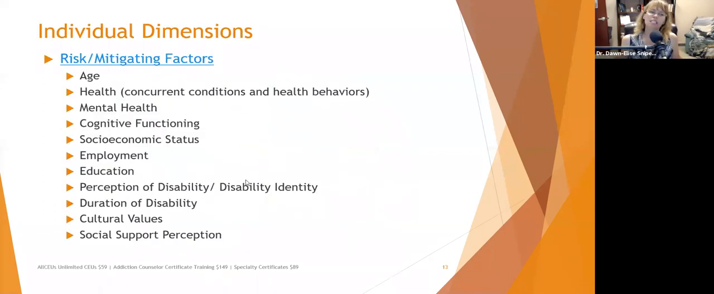Risk and mitigating factors. There's a lot of them. The good thing is all of these can potentially be mitigating factors too. People's age. When they acquire a disability, it can be a risk factor. High school is really hard for all of us, or for most of us. So especially during those adolescent years, it can be really difficult. And then something that is acquired later in life can also be difficult. But when people are younger, they tend to have more cognitive flexibility and are cognitively able to adjust a little bit more. Their health, any concurrent conditions and health behaviors are also a risk or mitigating factor.